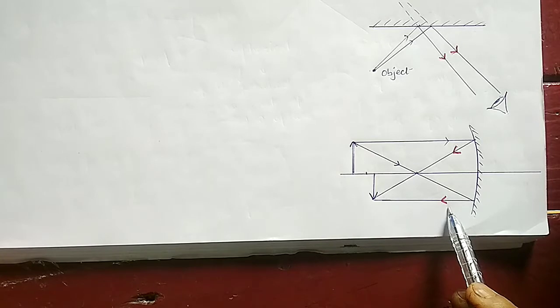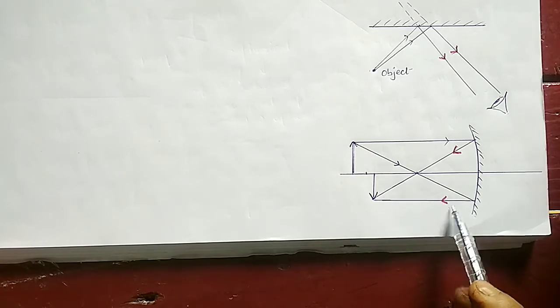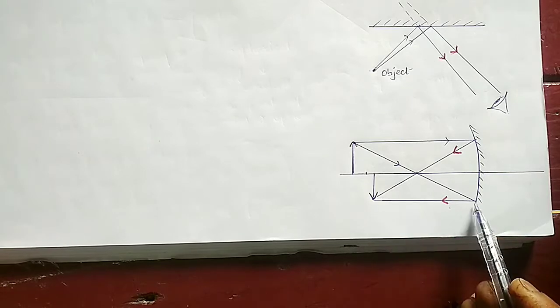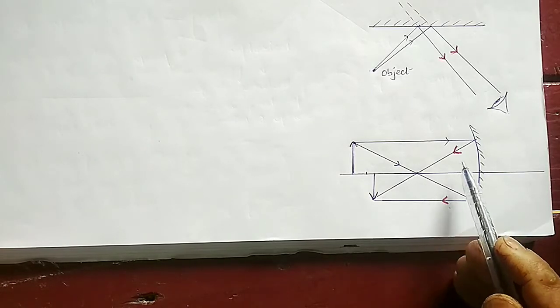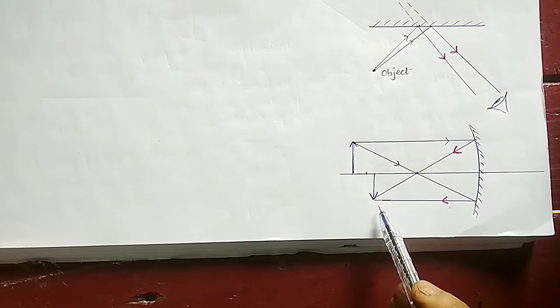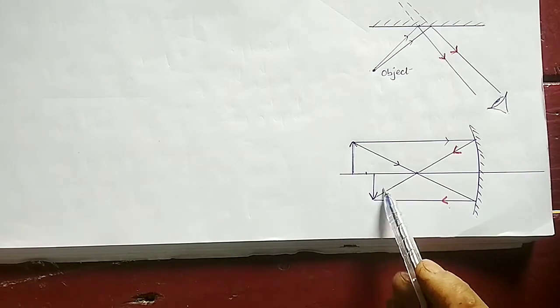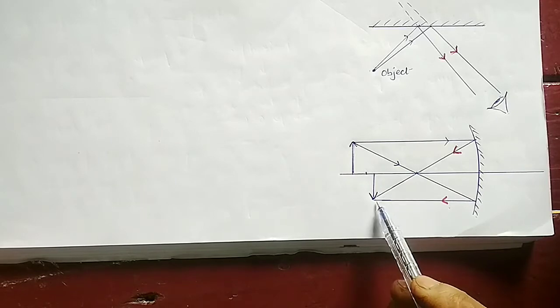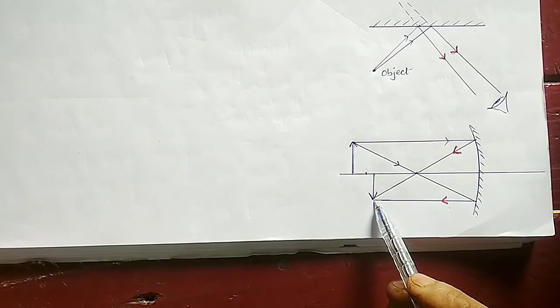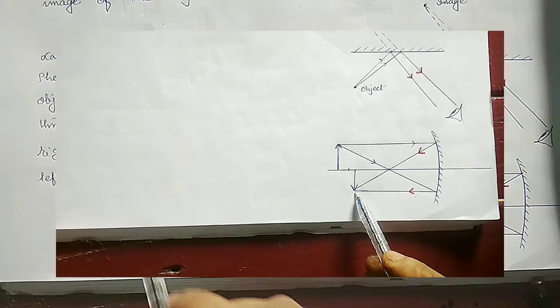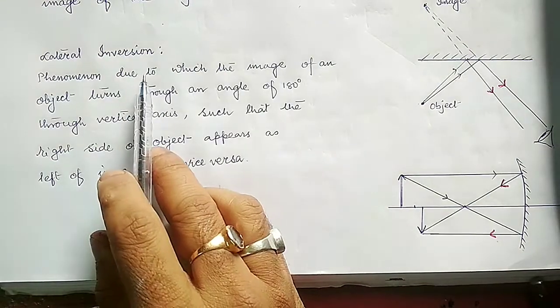And as per the definition, the point where reflected rays meet or appear to meet. So this is one reflected ray, this is another reflected ray. These two reflected rays are meeting at this point. So this is the object and this is the image. Since the rays actually meet at this point, this type of image is called a real image. Now, what is lateral inversion?